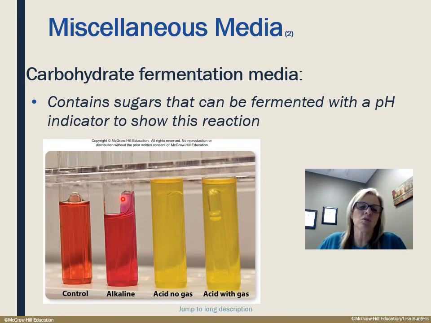Okay, so this is the control. So this is what it looks like when you get it. This is more alkaline, which is basic. This is acidic, and this is acidic and gas producing. So that helps narrow down the field of what type of microbe you are looking at.